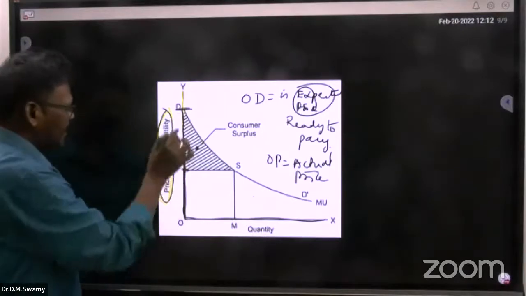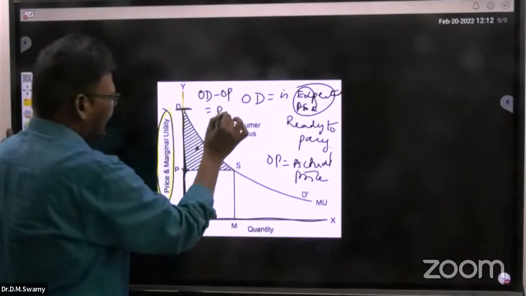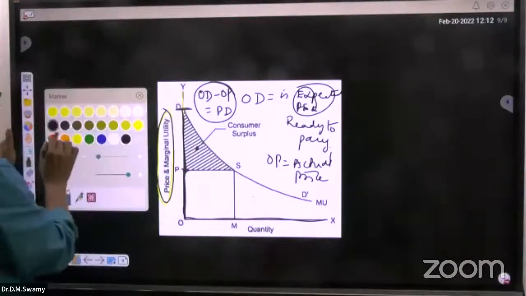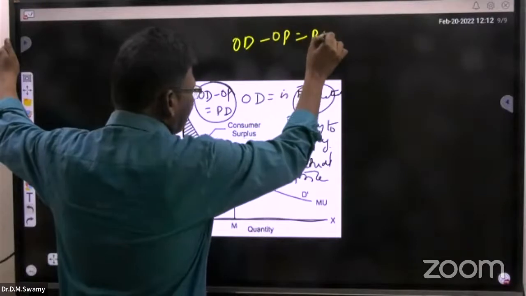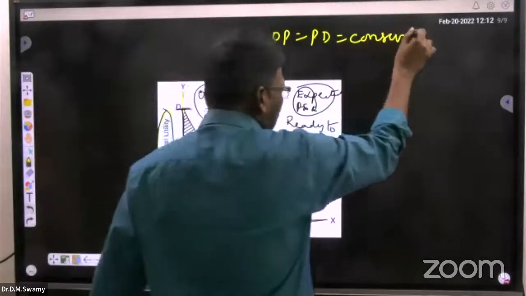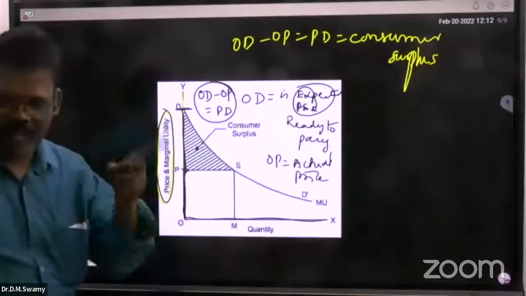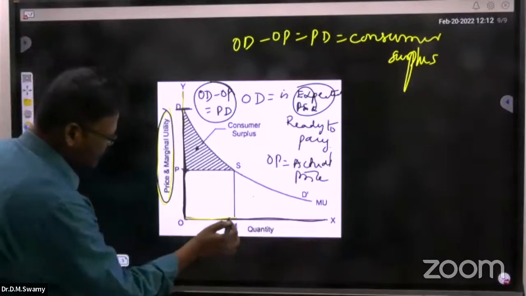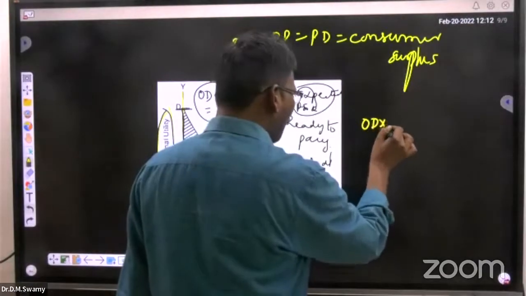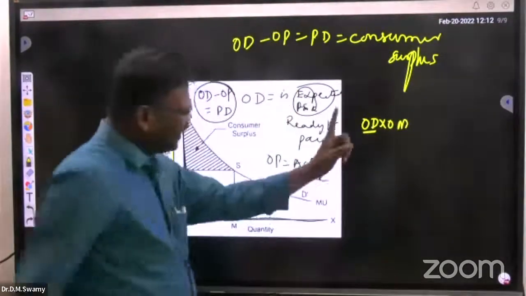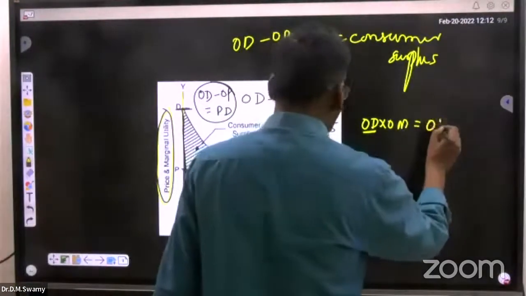So OD minus OP is equal to PD, which is the consumer surplus for one commodity. Like that, how many goods are we buying? OM commodities. So OD into OM, where OD is nothing but the expected price and OM is the number of goods.